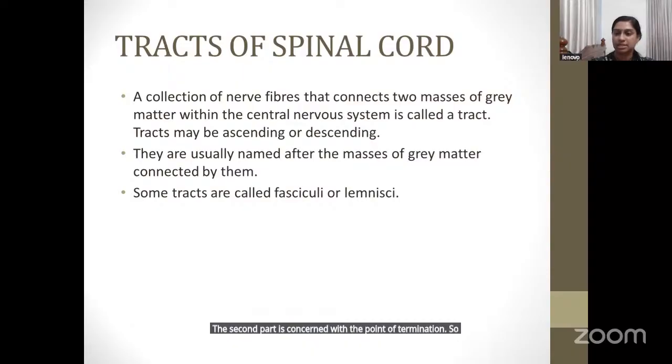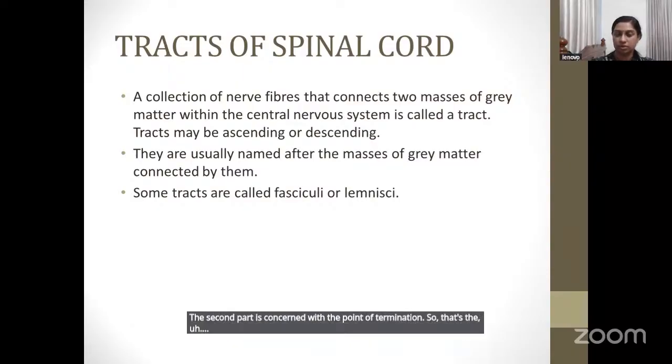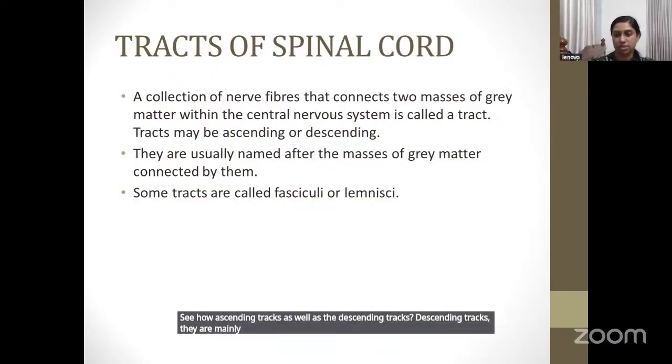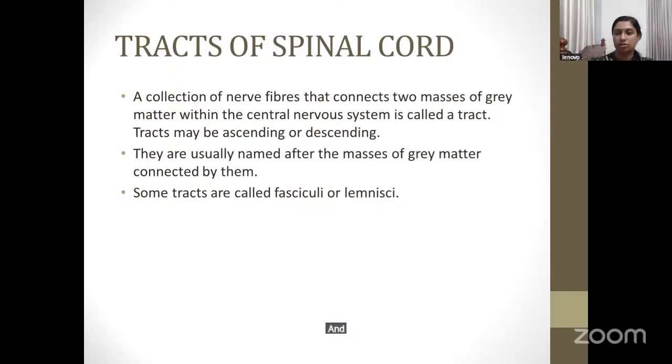So that's the nomenclature of the tracts. So we have ascending tracts as well as descending tracts. Descending tracts are mainly concerned with the motor system and glands. And ascending tracts are mainly concerned with sensory perception.